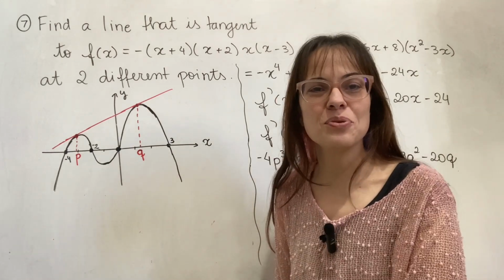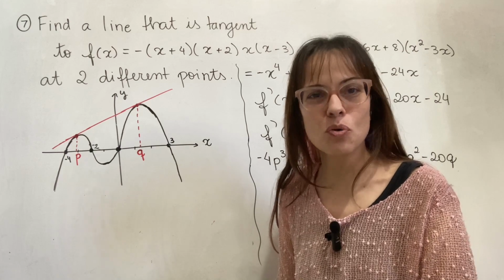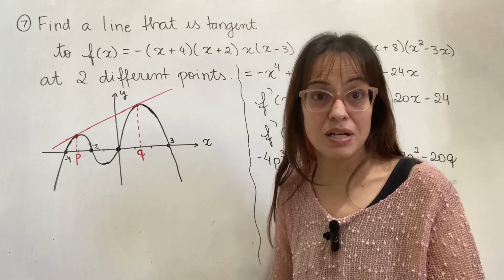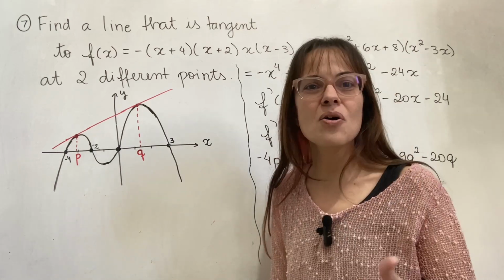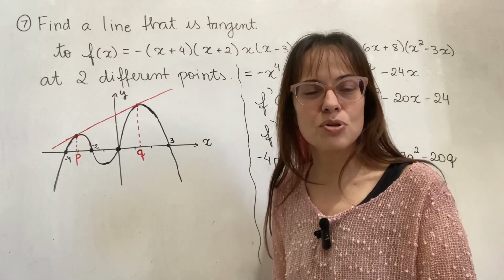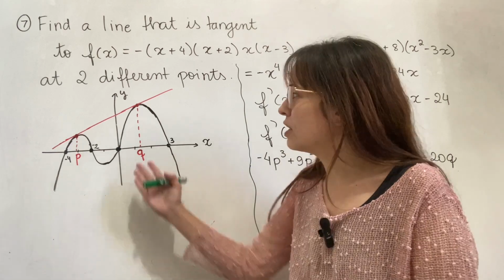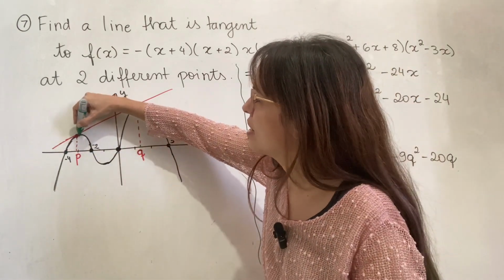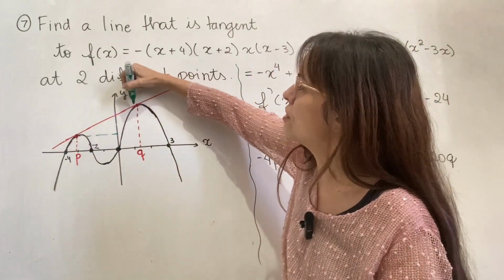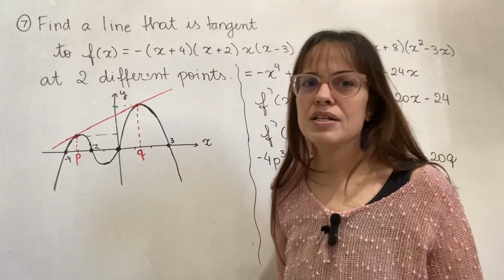Which brings me to the third comment that oversimplifies things. Sometimes people say, oh, then you also need to write down that f of p equals f of q. Well, no, can't you see that they're different? F of p is down here. F of q is up there.